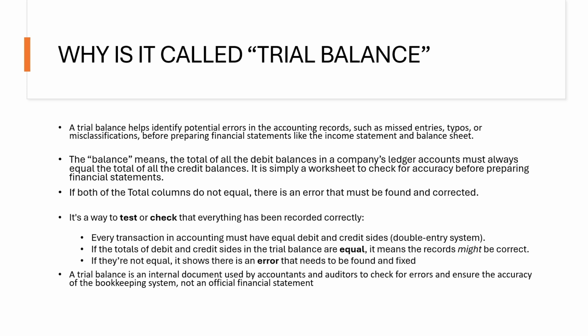Every transaction in accounting must have equal debit and credit sides. If the total of debit and credit sides in the trial balance are equal, it means the records might be correct. If they are not equal, it shows there is an error that needs to be found and fixed. A trial balance is an internal document used by accountants and auditors to check for errors and ensure the accuracy of the bookkeeping system, not an official financial statement that is given to external users to look at.